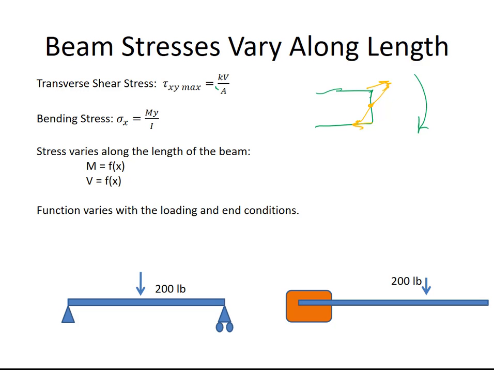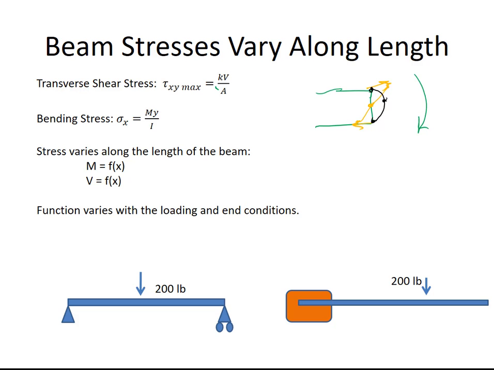And if we look at the transverse shear, it looks quite opposite, right? It goes up, zero at the top and bottom, it peaks in the middle. And so we have this variation through the depth of the beam. But we also have variation along the length of the beam that's important to consider.